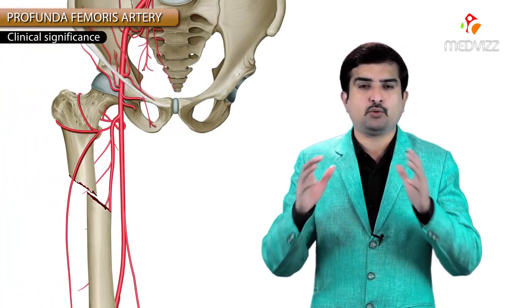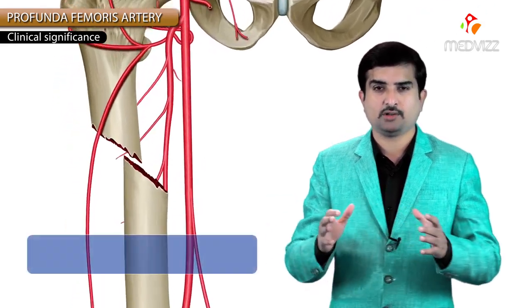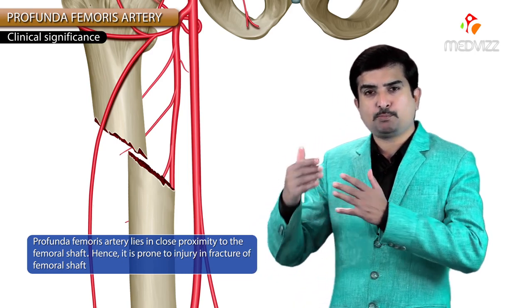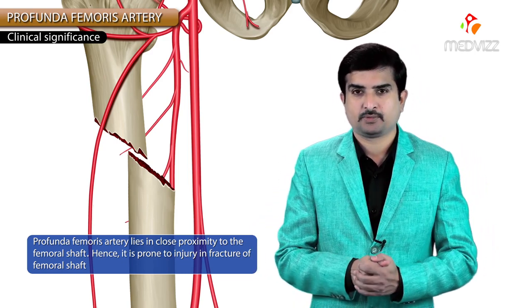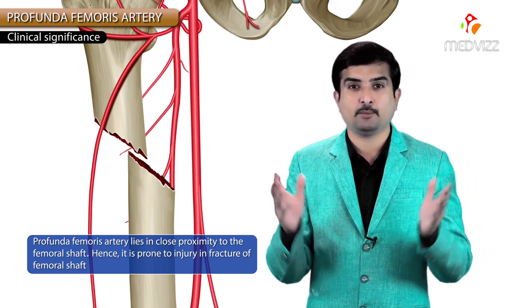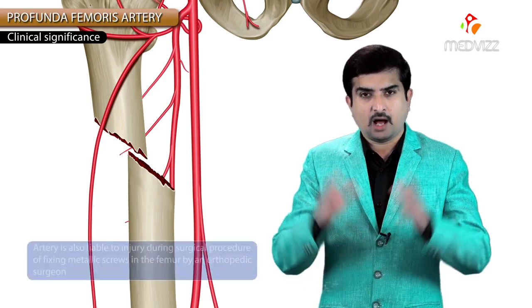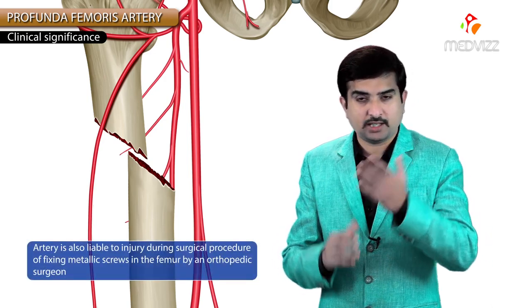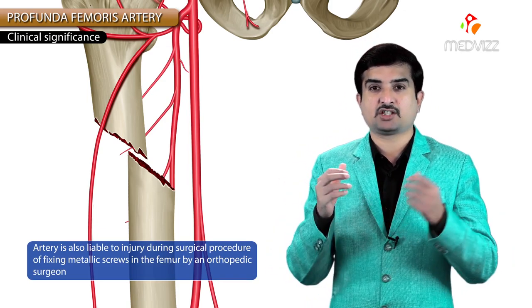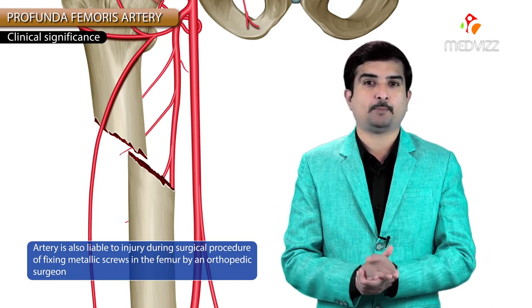So now let us discuss the clinical significance of the profunda femoris artery. The profunda femoris artery is of great clinical importance because it is deeply located and lies in close proximity to the femoral shaft. Therefore, it is prone to injury in fracture of the femoral shaft. The artery is also liable to injury, especially during surgical procedures of fixing metallic screws in the femur by an orthopedic surgeon.